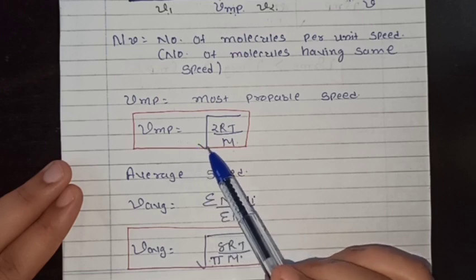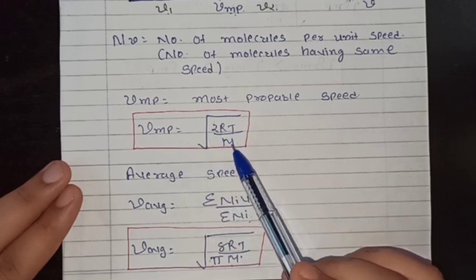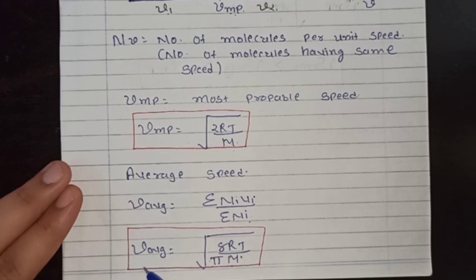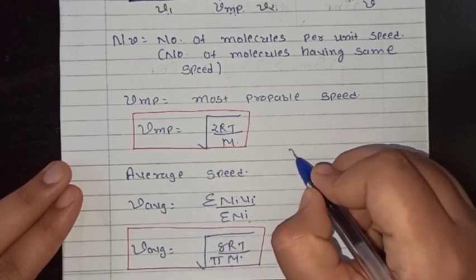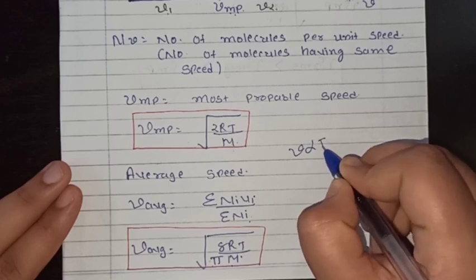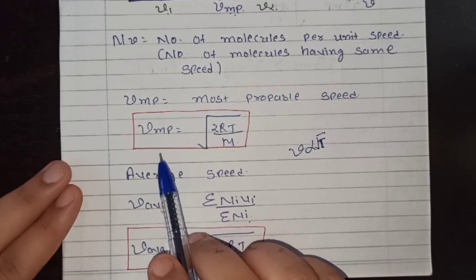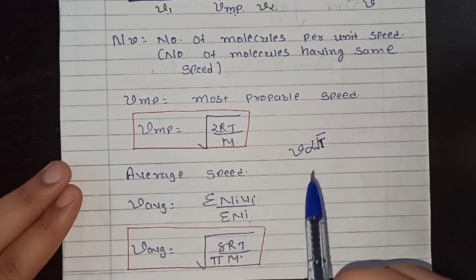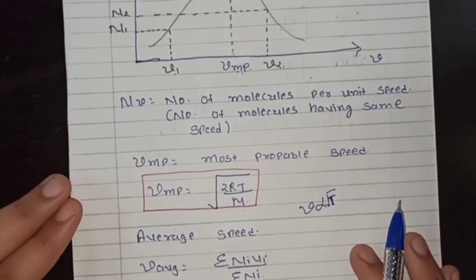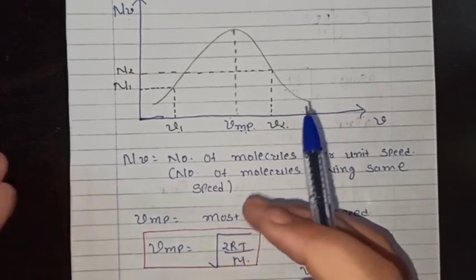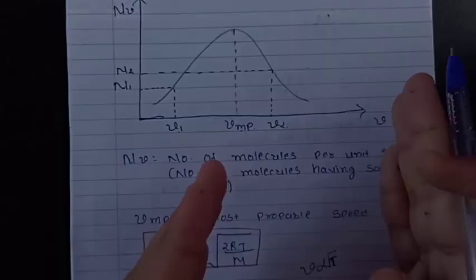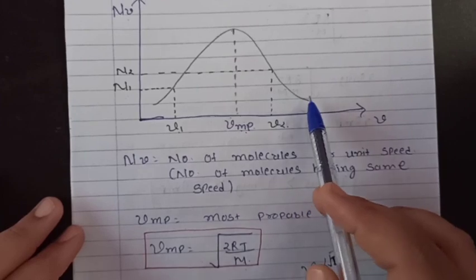V most probable is under root 2RT by M, and the average speed is under root 8RT by pi M. Here from these two formulas we can clearly see that v is directly proportional to root T, or v most probable is directly proportional to root T. So if temperature increases, this whole graph will be shifted towards the higher speed side.